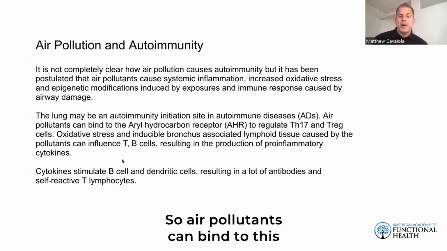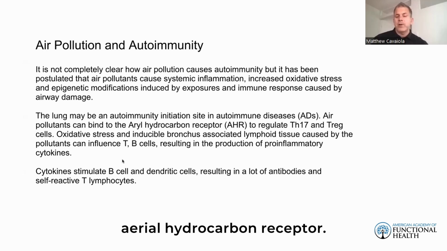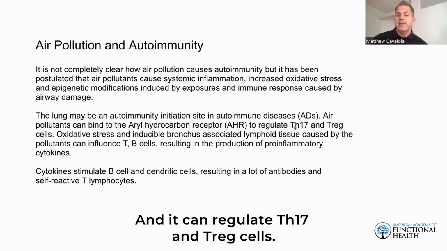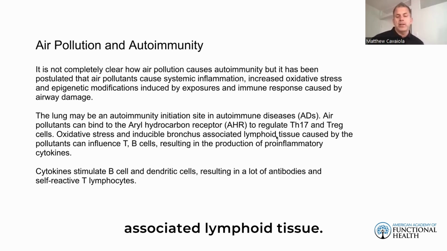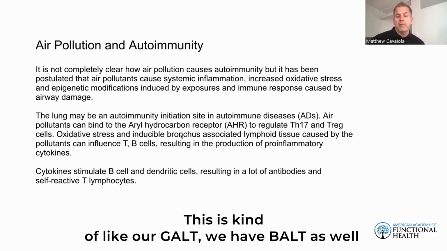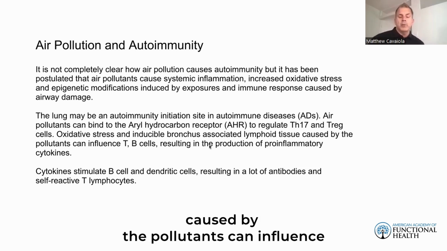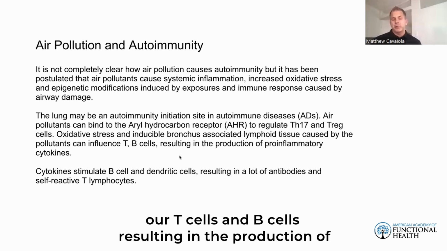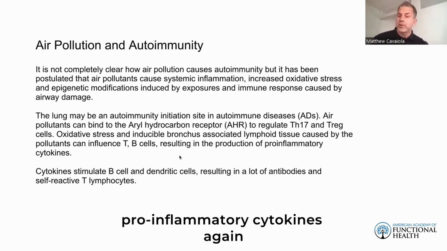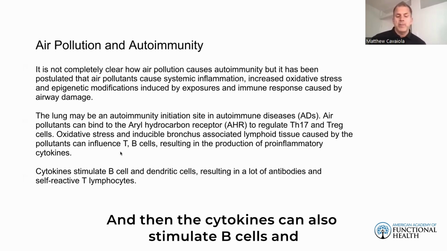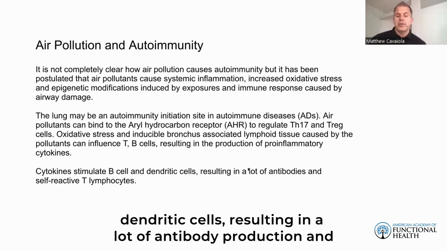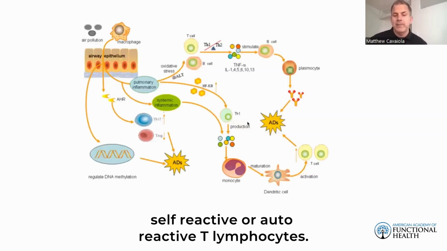So air pollutants can bind to this aryl hydrocarbon receptor, AHR, and it can regulate Th17 and Treg cells. And then oxidative stress and inducible bronchus-associated lymphoid tissue. This is kind of like our GALT. We have BALT as well. Caused by the pollutants, it can influence our T cells and B cells, resulting in the production of pro-inflammatory cytokines, again causing systemic inflammation. And then the cytokines can also stimulate B cells and dendritic cells, resulting in a lot of antibody production and self-reactive or autoreactive T lymphocytes.